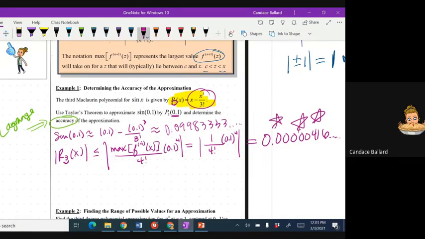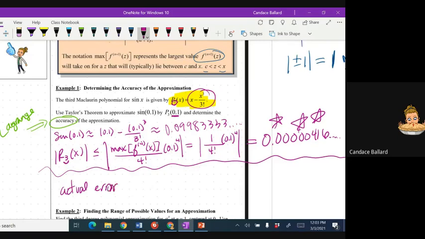Okay, let's take one moment and see how good of an estimate that was. Our actual error, that's an A, is the absolute value of this. If I were to put sine of 0.1 in the calculator and subtract the polynomial evaluated at 0.1, which we have that number.